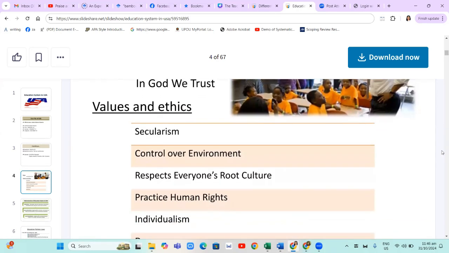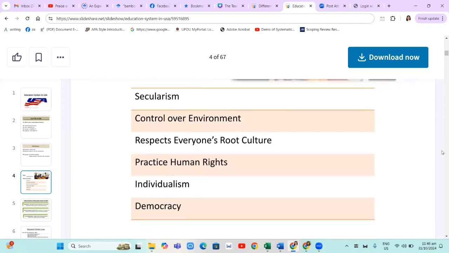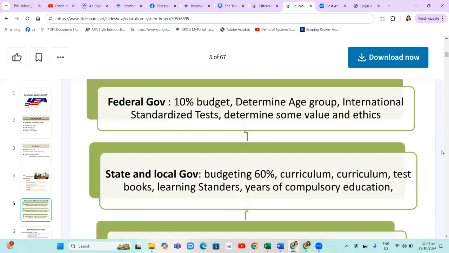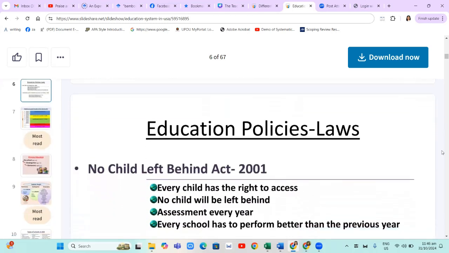Values and ethics: secularism, control over environment, respects everyone's root culture, practice of human rights, individualism, and democracy. So let's skip this one. We don't need to discuss this.